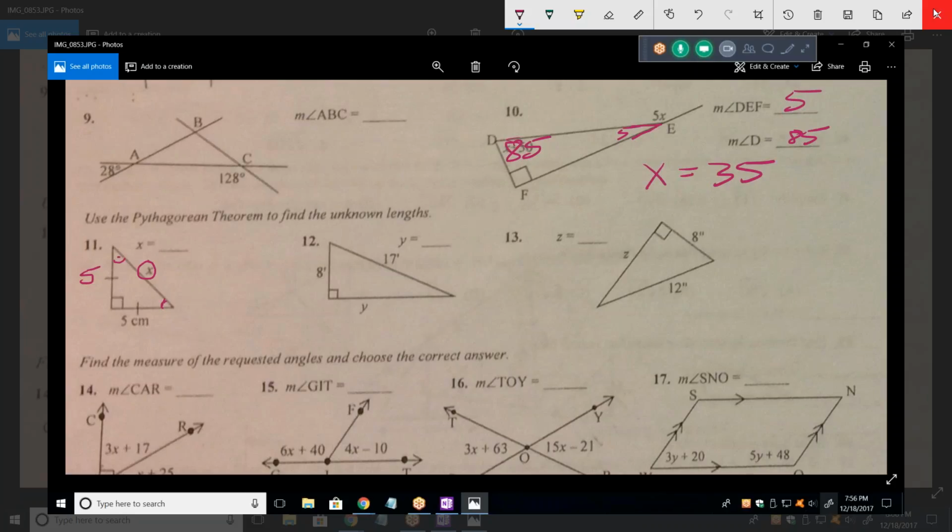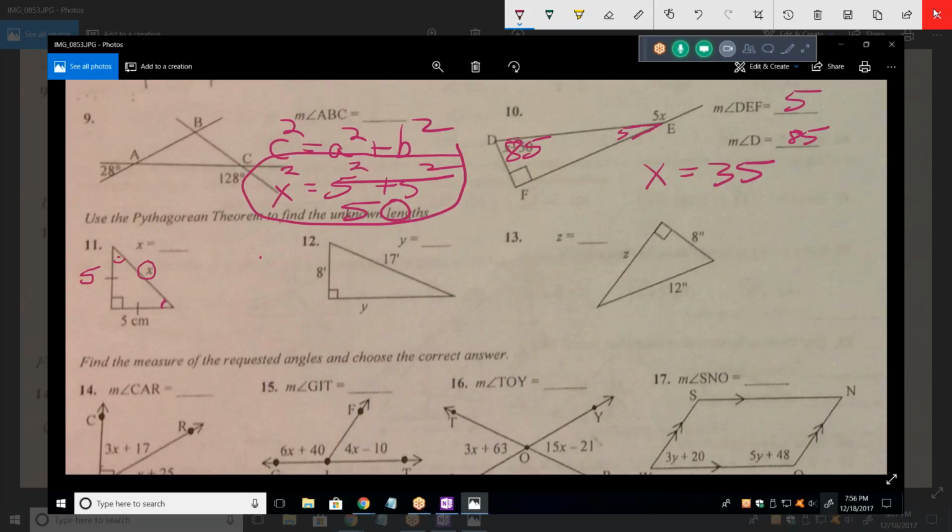Hypotenuse always the side opposite the right angle. And here's what the Pythagorean theorem says. I'm going to write it up here. C squared equals a squared plus b squared. Okay? So in our case, the C is x. That's the hypotenuse. A is 5. And b is 5. So solve that equation. Okay, so that's 50. Now solve for x.